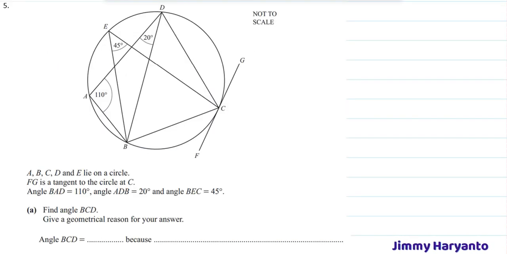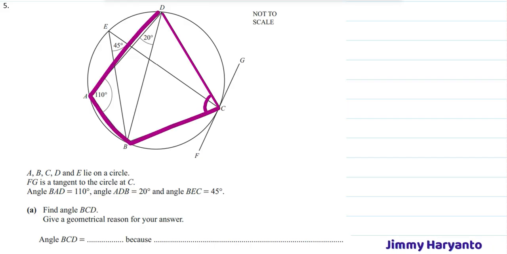And then next is question 5. For question 5, the question wants you to find the angle BCD. Which one is BCD? Oh, BCD is this one. That means we can use this property, the quadrilateral inside the circle.